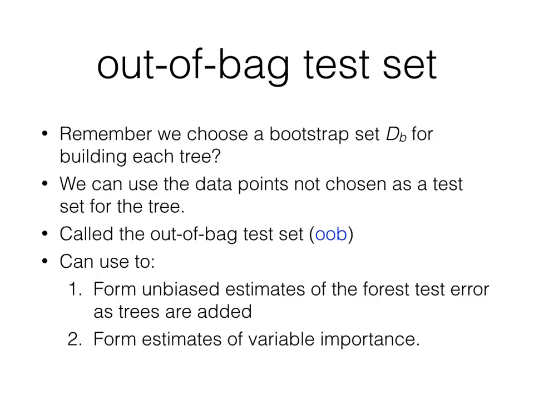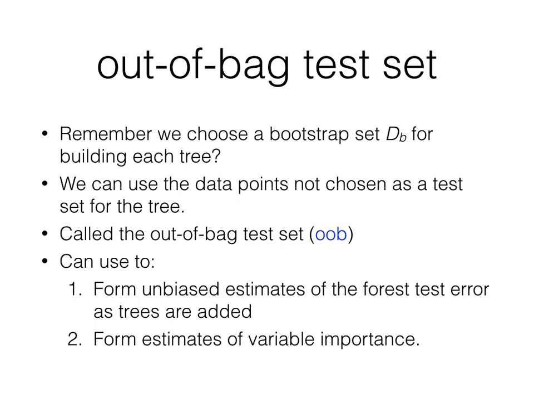Now, let's talk about this thing called the out-of-bag test set. So remember we said that the random forest is going to choose a bootstrap sample D sub B for each of the trees it's going to build. And remember we said when we do a bootstrap sample, on average you get about 63% of the original data points. Well, we can use the data that isn't chosen in a special way. So we've taken our bootstrap sample D sub B, and if we look at the data points that aren't chosen, we're going to call that the out-of-bag test set, or the OOB. And we have one of those for each of the trees, or each of the bootstrap samples that we've made from the original data set.